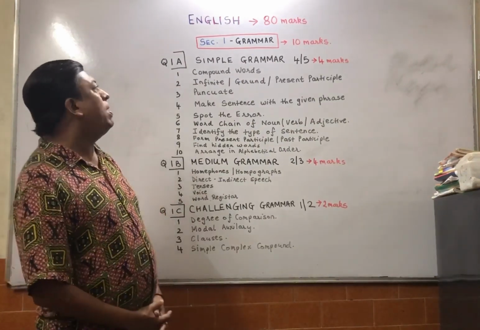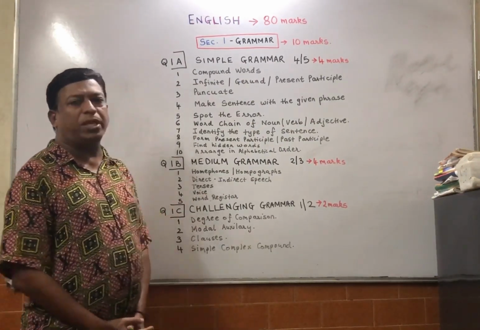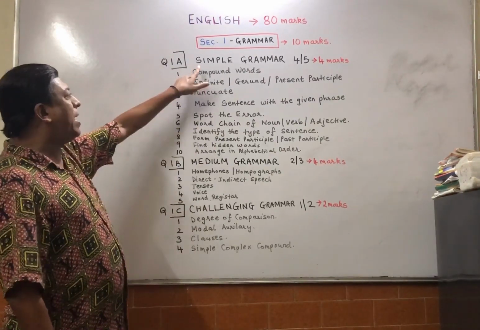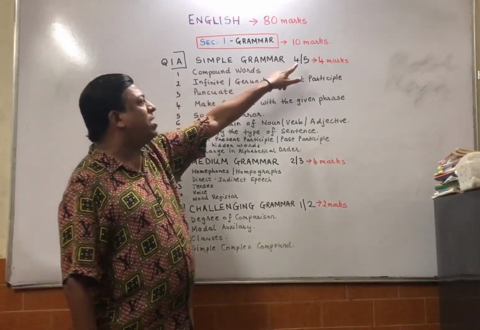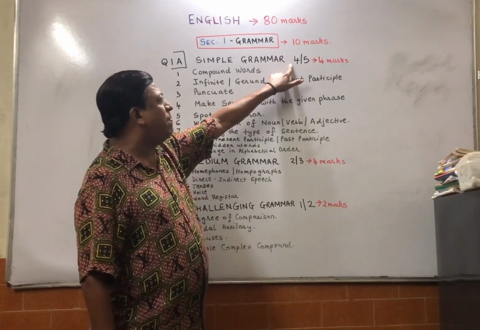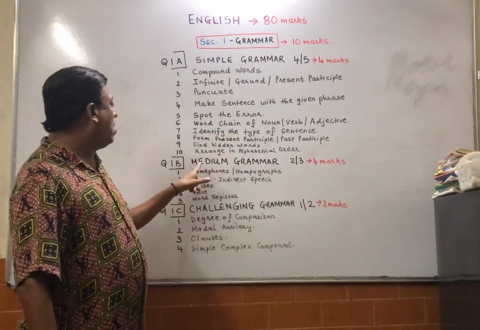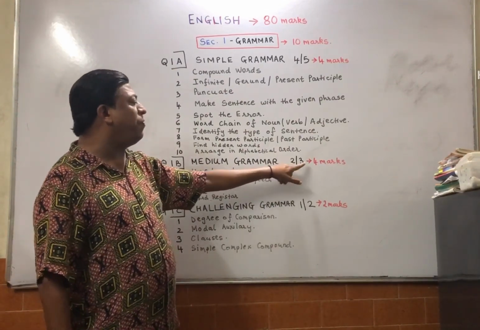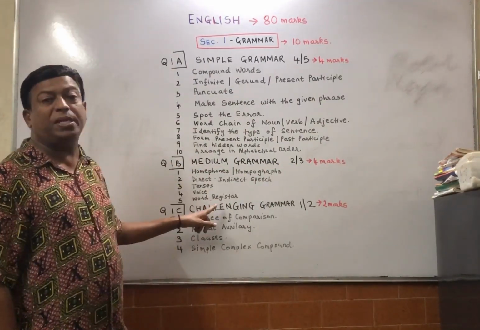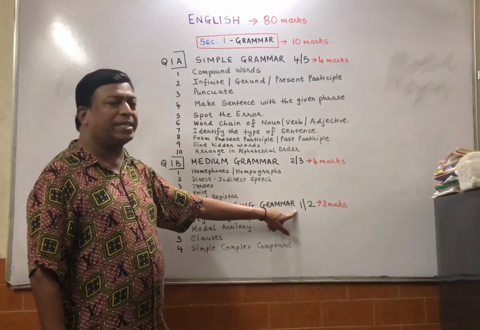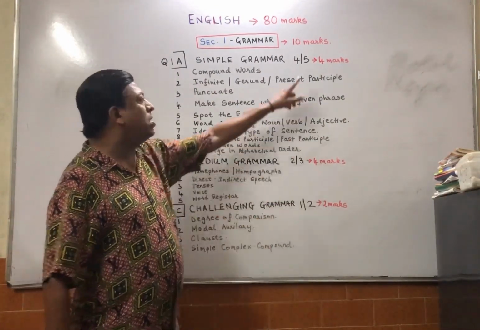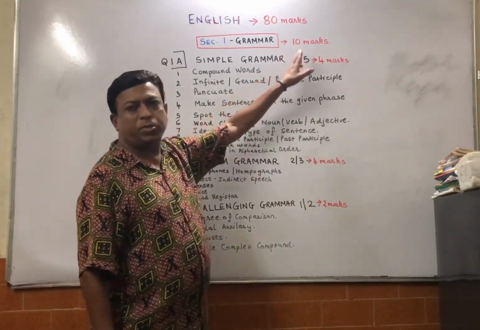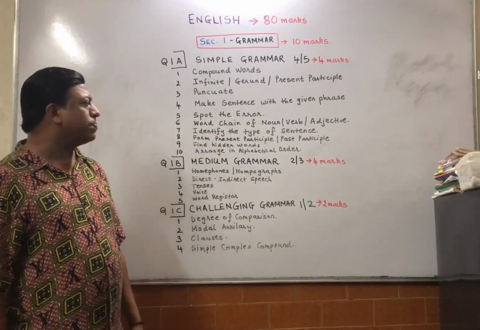Now your grammar section is divided into three parts: 1A, 1B, 1C. 1A is simple grammar where you get 5 sentences, you have to attempt 4, that is 4 marks. 1B is medium grammar, that is 3 sentences, you have to do 2, that is 4 marks. 1C is challenging grammar, 1 sentence out of 2, that is 2 marks. So 4 plus 4, 8 plus 2, 10. So total 10 marks of grammar.